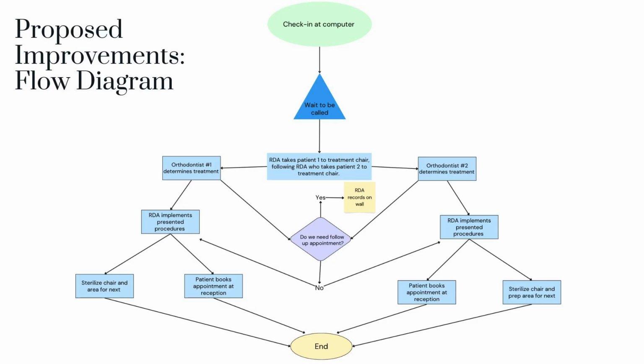For our proposed improvements here on this flow diagram, we see that the process is still very similar to the original flow diagram, but we're just adding that additional orthodontist. So RDA number 1 will get the first patient and take it to orthodontist number 1, and then RDA number 2 will take that second patient and take it to orthodontist number 2. They go through the same process, but here we're ensuring that the orthodontists are using their time effectively by taking those 2 patients at the same time.